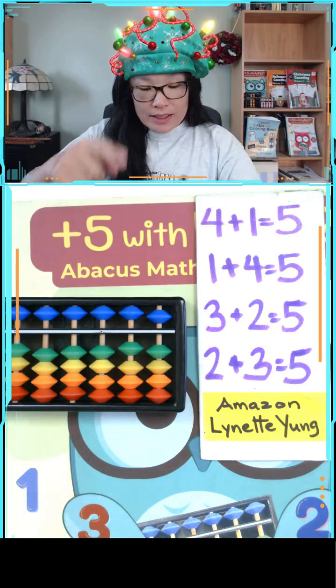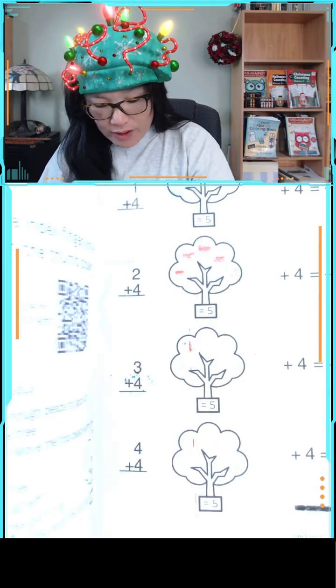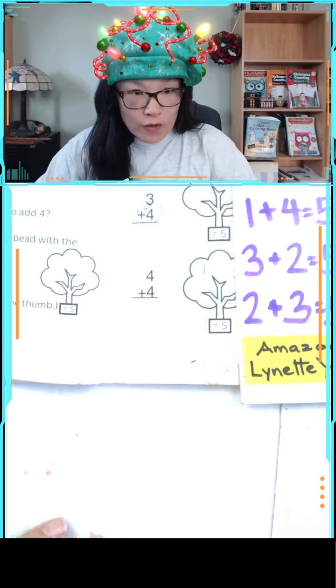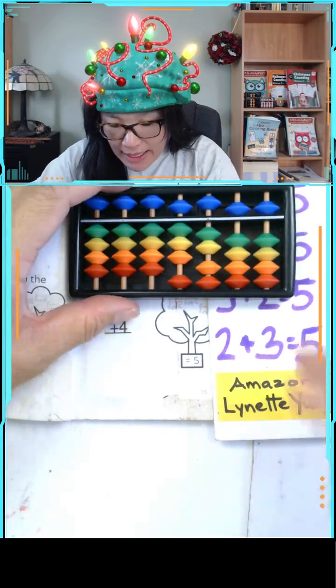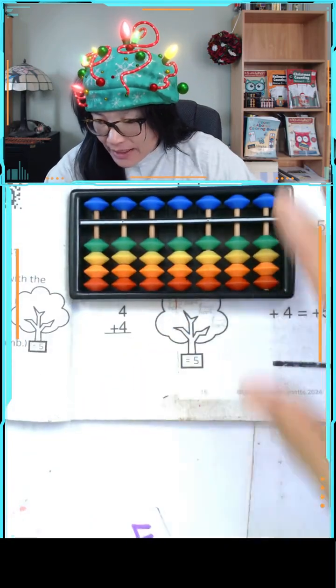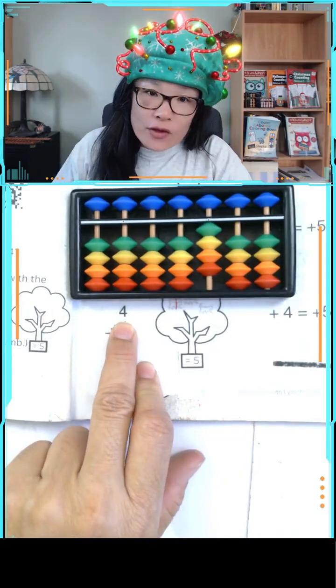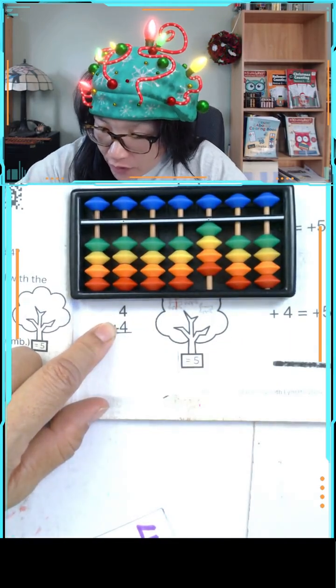So when are we going to use it? We're going to use it in situations when we have 4 plus 4. We're not going to memorize what 4 plus 4 is. What we're going to do is understand how to make a 5 with this 4. What does that mean? If you notice, I have 4 on the abacus, and I want to add another 4, but I can't.